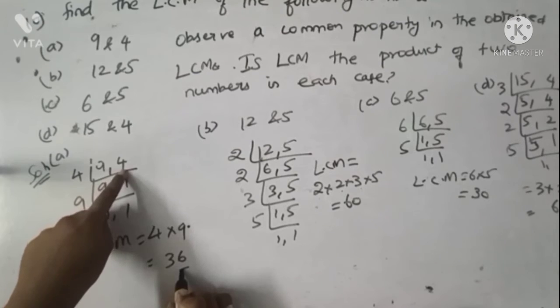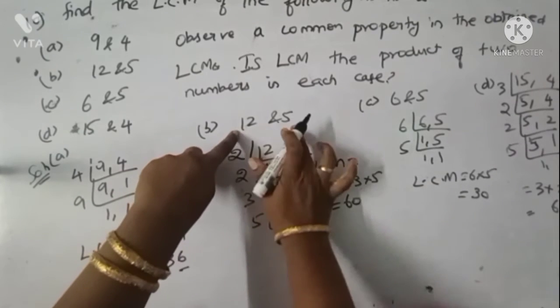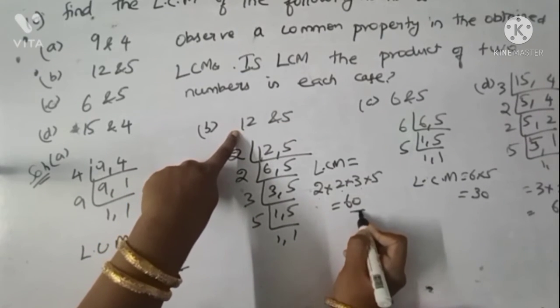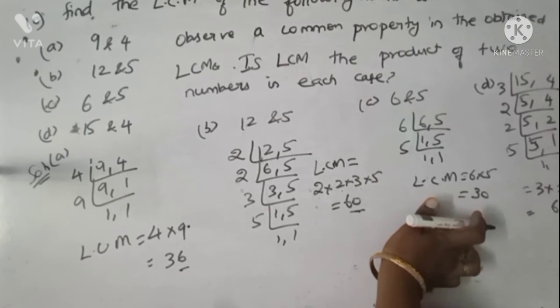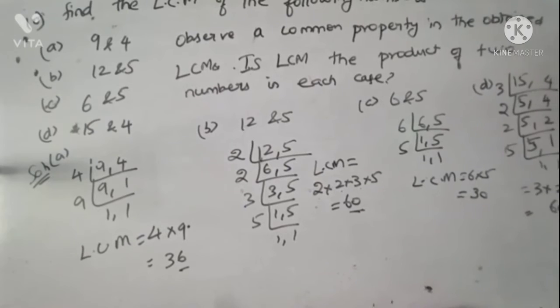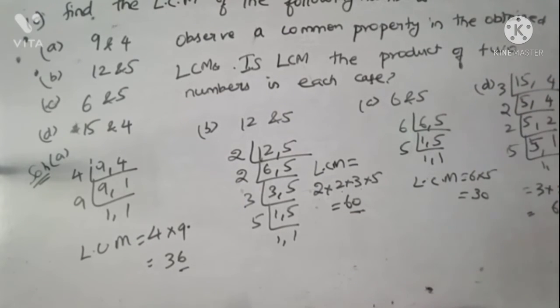So that is the LCM of the first subdivision. 12 5s are 60. That is the LCM of the second subdivision. 6 and 5. 6 5s are 30. That is the LCM for third subdivision. And then 15 and 4. 15 into 4 is 60. So that is what we obtained.